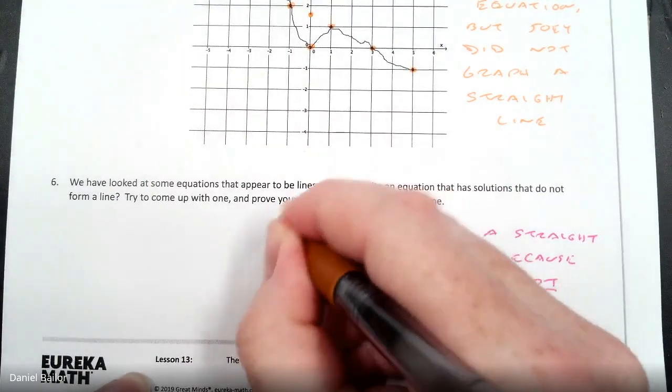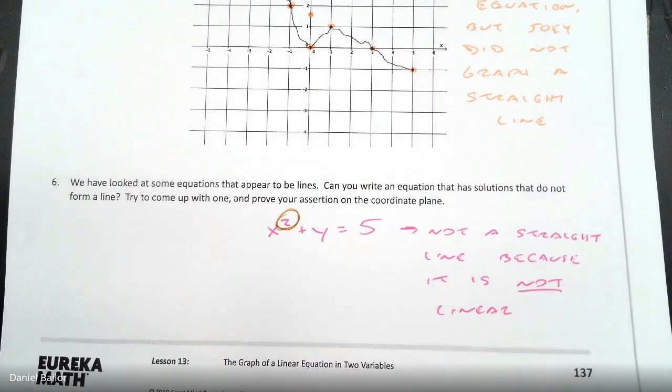And how do you prove it's not linear? That exponent right there is a 2. It has to be a 1 or a 0 to be linear. Has to be a 1 or a 0 to make a straight line. But test it yourself. Change the exponent, make a list on a table, and try it.